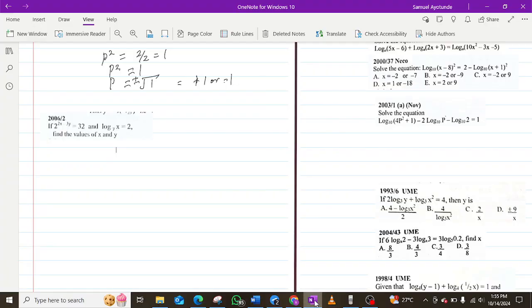So, we check our second example. The example we have here is a WAEC 2006 question, which is a combination of an indicial equation and a logarithm equation. So we are finding the value of x and y for 2 to the power of 2x minus 3y equals 32, and also log x base y equals 2.